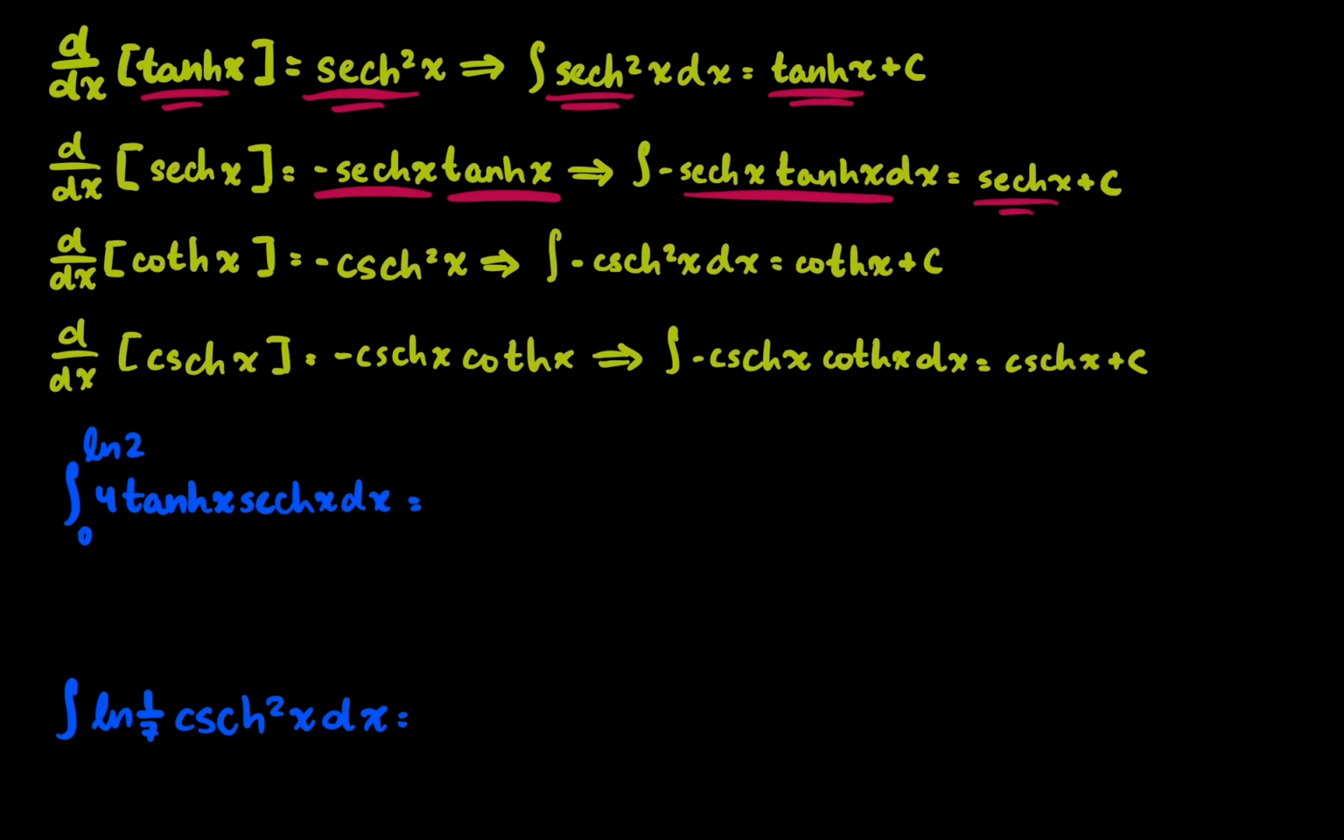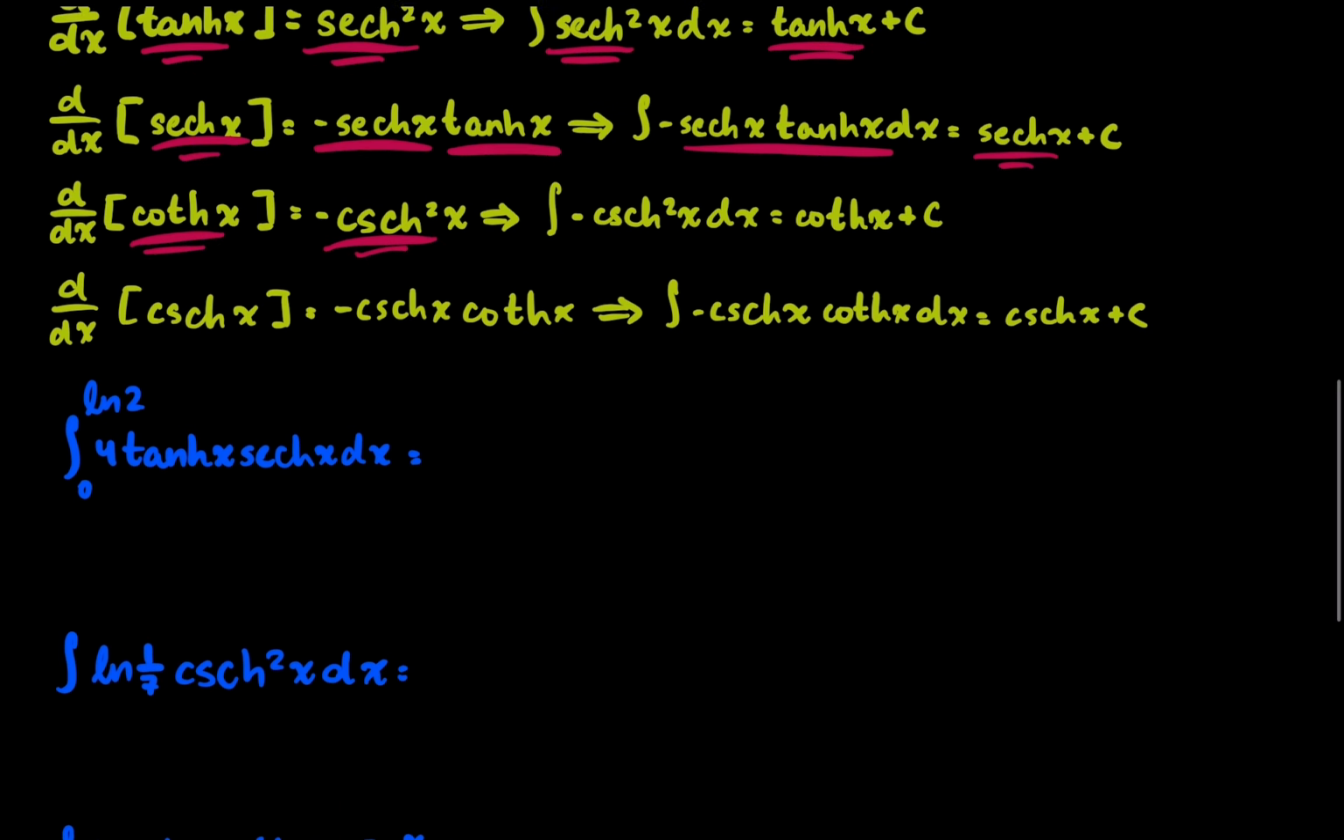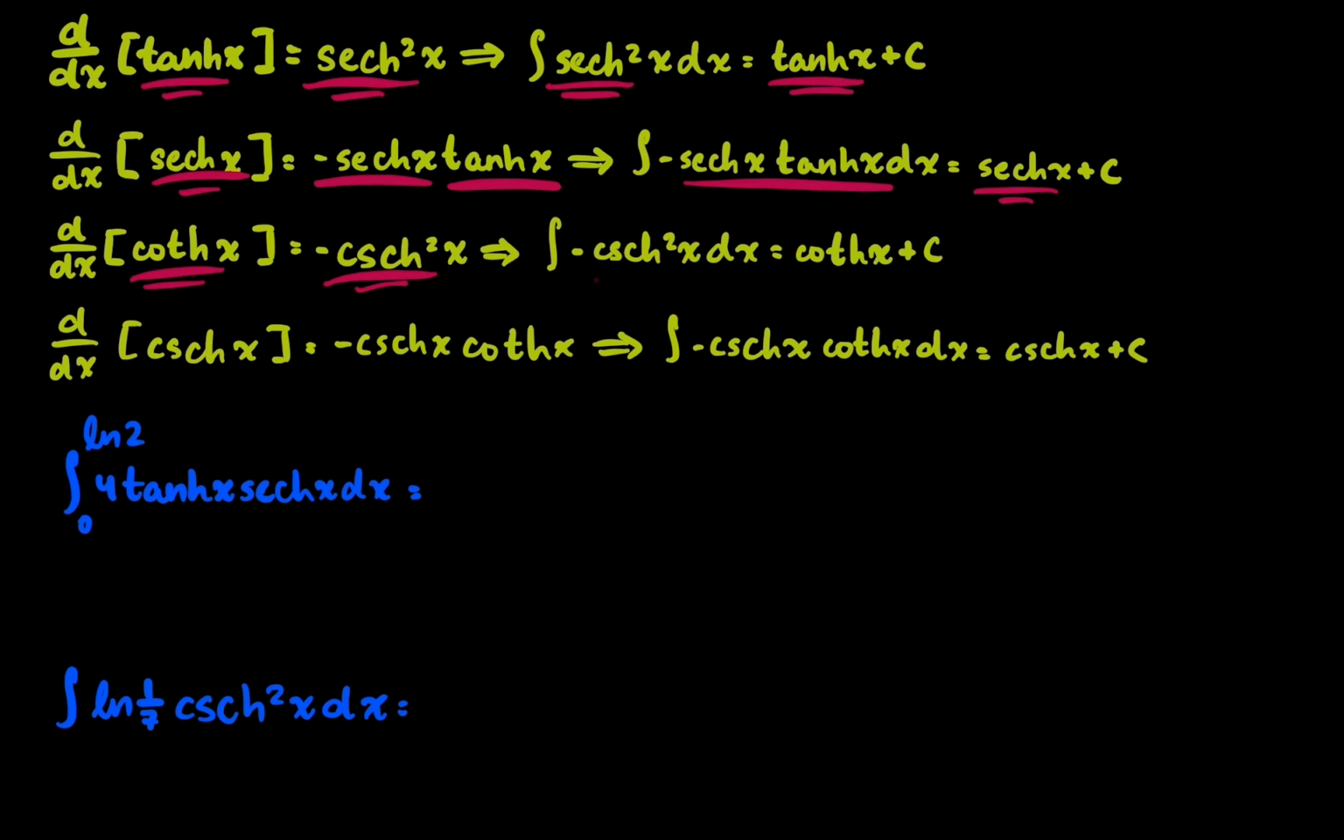That tells us that the integral of this function is just sech x plus c. Then for coth x, the derivative of that is equal to negative csch squared, again analogous to the derivative of cotangent. You integrate that and you get coth x plus c. Finally, the derivative of csch x is equal to negative csch x times coth x. When you take the integral of that with respect to x, that's just going to be equal to csch x plus c.